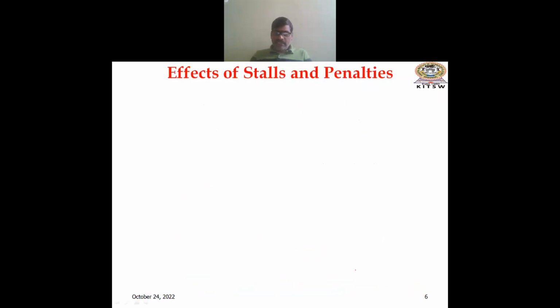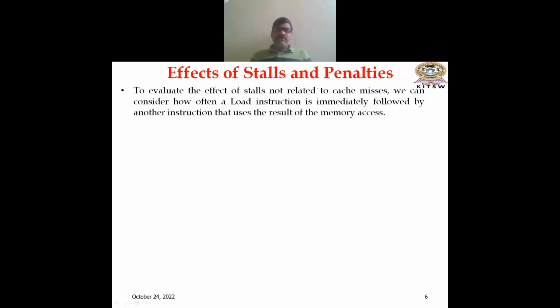We will now see the effect of stalls and penalties, and how we can calculate that. To evaluate the effect of stalls not related to cache misses, we are assuming that cache misses do not occur. We can consider how often a load instruction is immediately followed by another instruction that uses the result of the memory access.